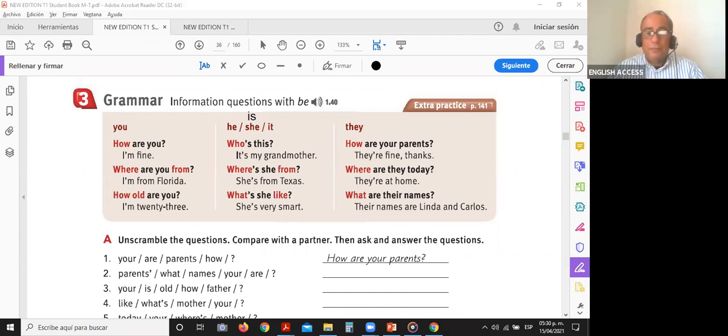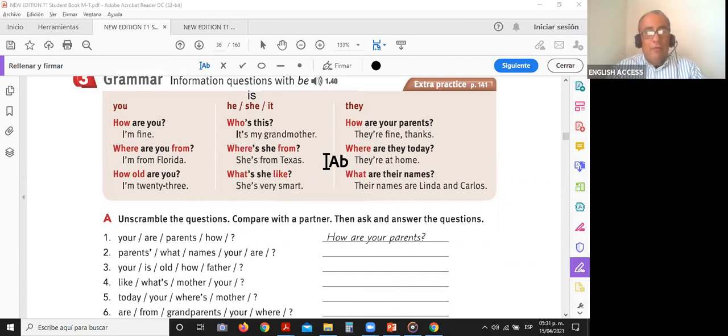They. How are your parents? They're fine, thanks. Your possessive adjective, parents, family. They are or they're fine, thanks. Where are they today? They're at home. Where for location. What are their names? Their names are Linda and Carlos. What are the names? Again, general information or personal information. What are their names? Their names are Linda and Carlos.